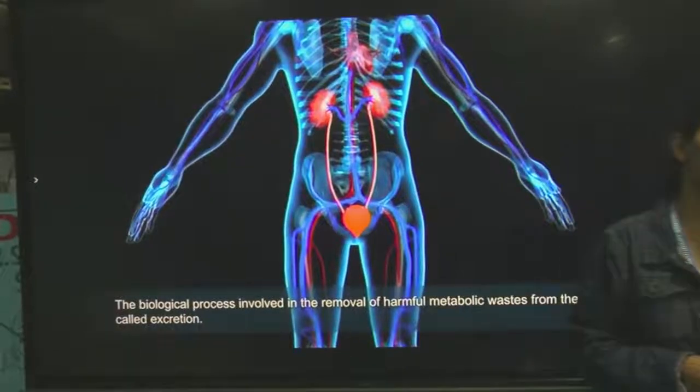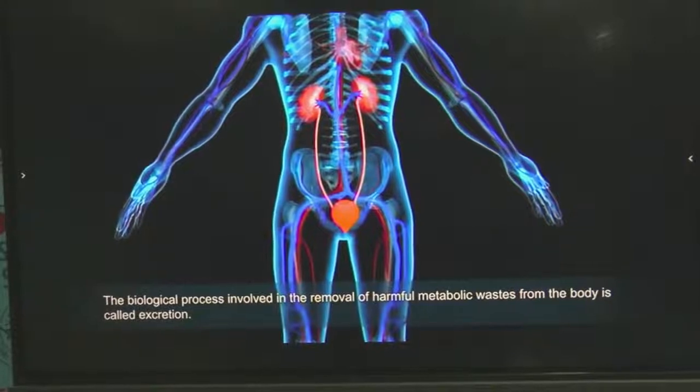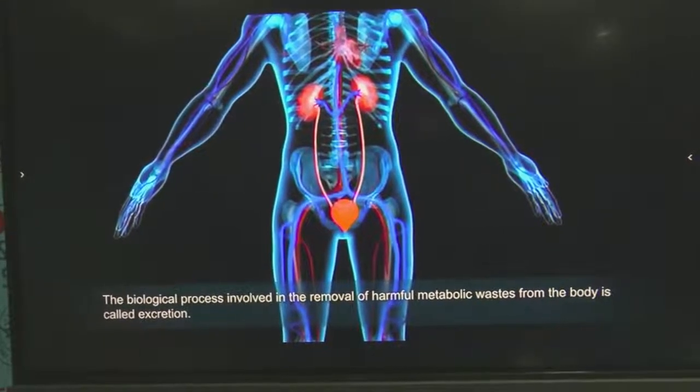Yes, class. Now listen. There are various kinds of waste. ठीक है, कौन कौन से waste होते हैं body में?